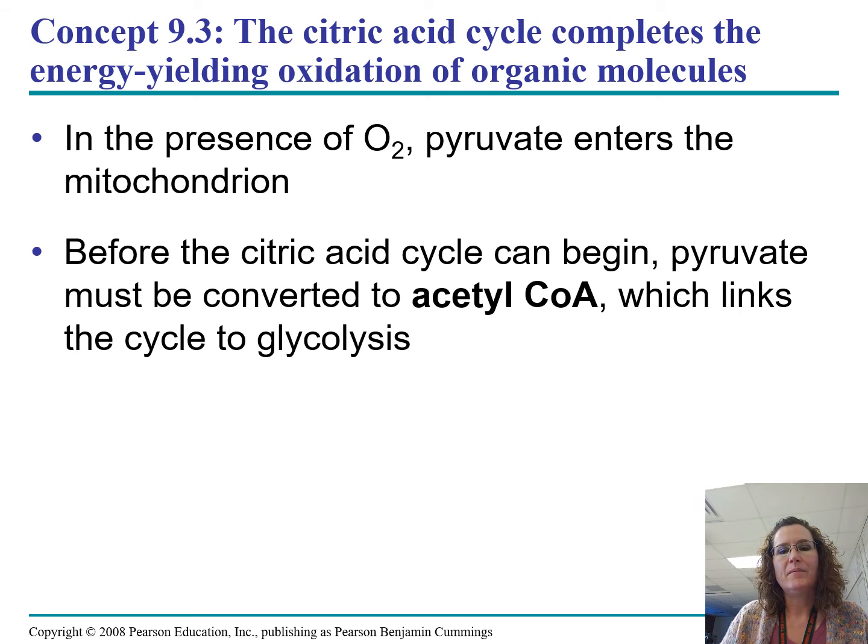Then after they get broken in half, and we have two 3-carbon molecules, so two pyruvates or two pyruvic acids, they go into the mitochondria, and there's oxygen inside the mitochondria.